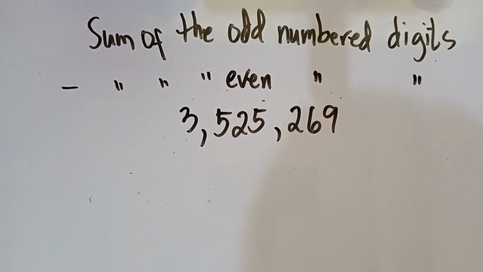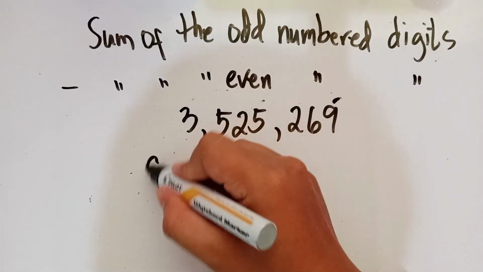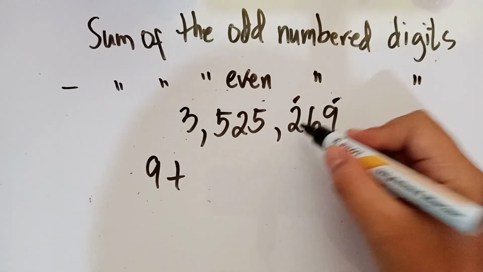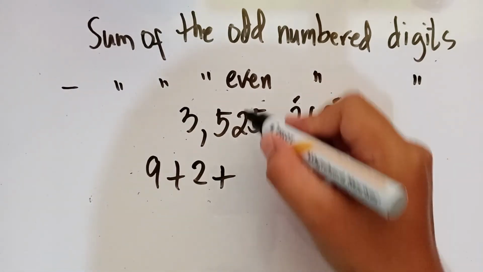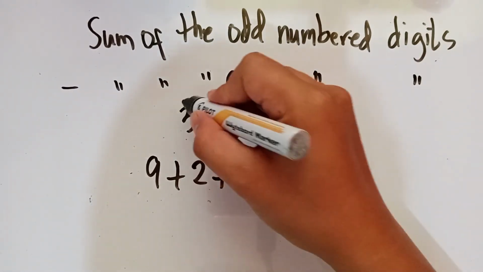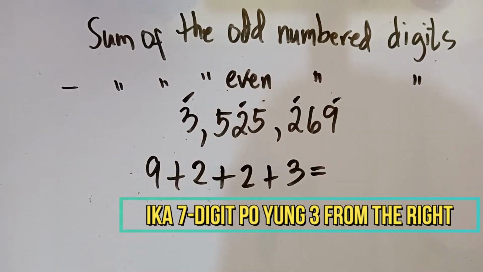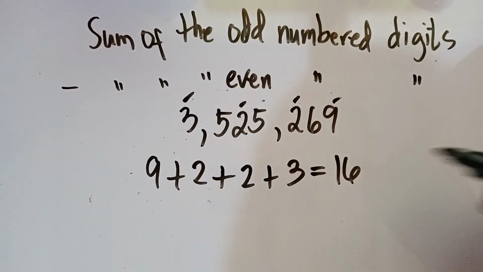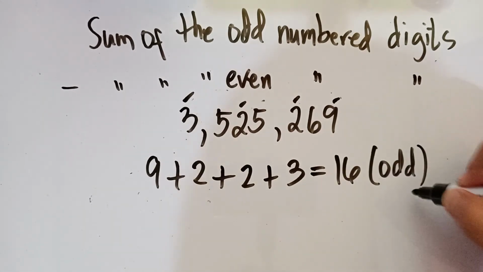Okay, another example, we're going to test if 3,525,269 is divisible by 11. Again, we are going to get the sum of the odd number digits. So, mag-uumpisa tayo sa right side going to the left side. So, this is the first odd number digit. So, we have 9 plus, next is 1, 2, 3. So, 3, the odd number digit. So, 2 plus 4, 5, ito. 2 plus 5, 6, ito. Okay? If we're going to add, the answer is 16. Tama? Okay. So, this is for the odd numbered digits.